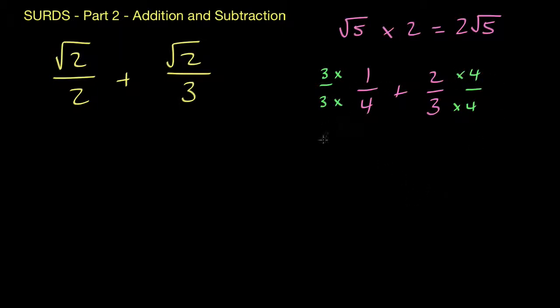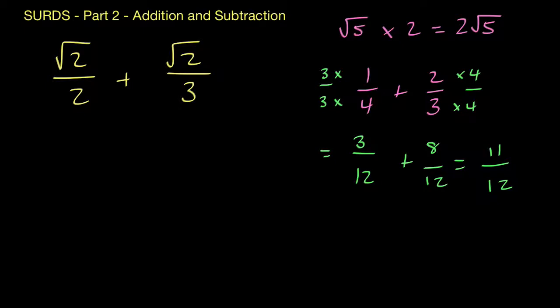So with that, what we get is 3 times 1, that gives us 3, 3 times 4 gives us 12, and if you know your fractions you'll see that 1/4 is the same as 3 over 12, and on the right hand side we've got 8 over 12. We can join those together now, add them. 8 plus 3 will give you 11 over 12.